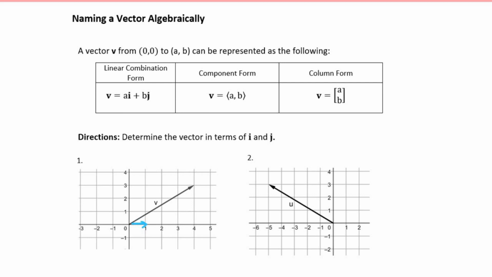Going back to what we talked about earlier with scalar multiplication, I know that I can take that unit vector, multiply it by 4, and get a vector with a length of 4. So this vector that I have written in blue here is 4i.